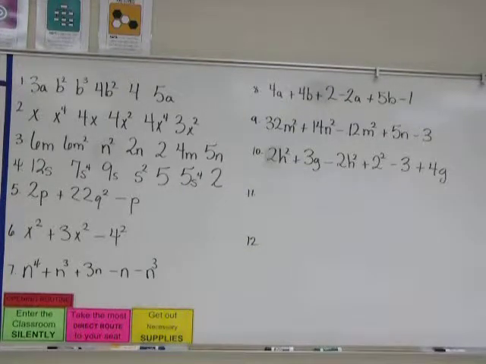Number 1 is on the board. Number 1 through 5, well 4, actually all it wanted you to do was combine the terms that were alike. Well, not combine them, it just wanted you to identify. Do you even know what like terms are? So that once we get to number 5 through 12, then you're able to add or subtract them.